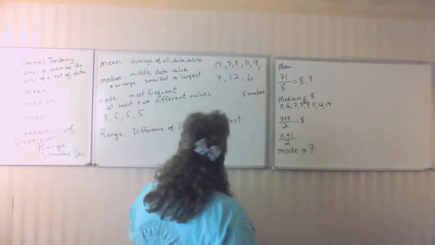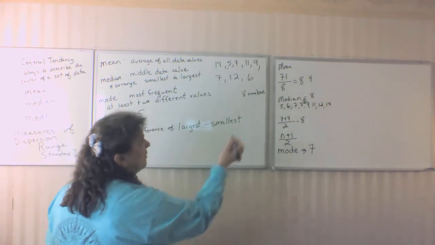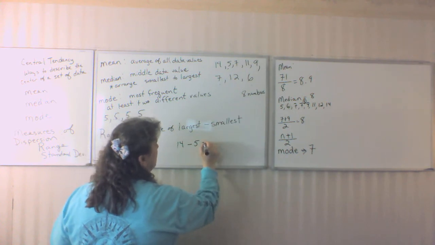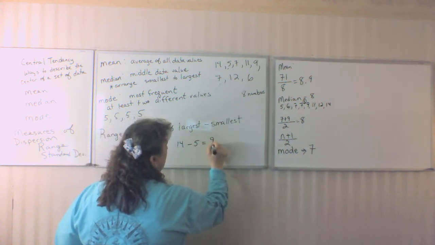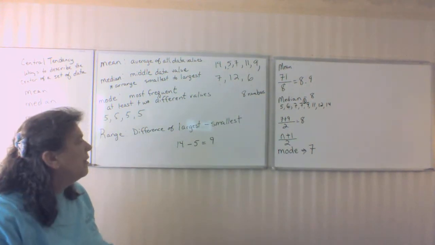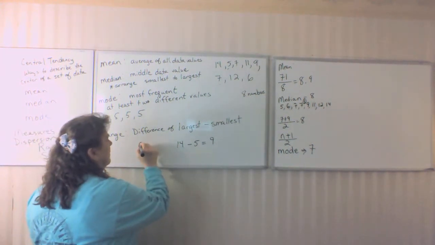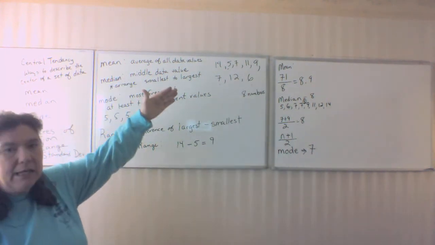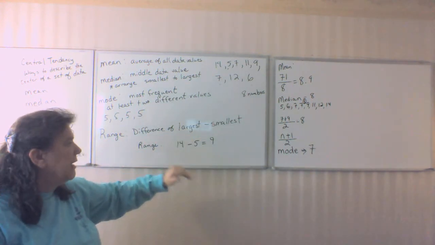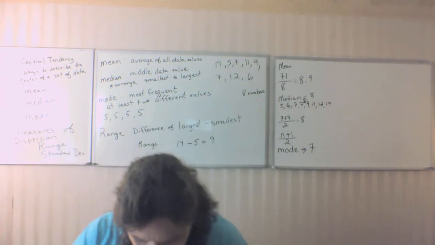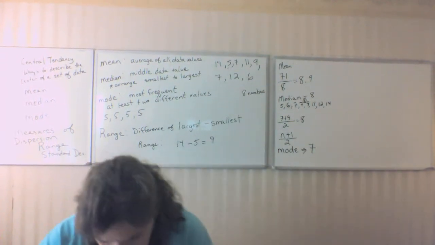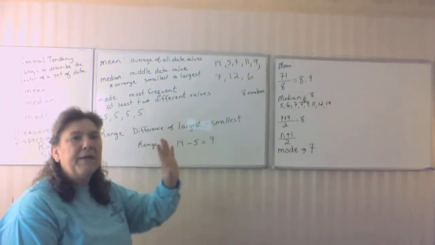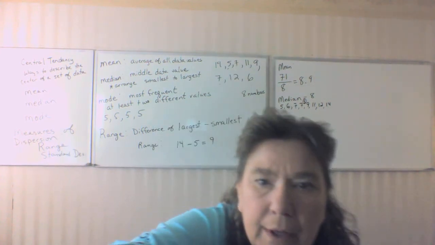And the last thing we're going to look at is the range. In this case, our range is 14 minus 5, and that is equal to 9. And therefore, my range is 9. So for that small data set, we have found the mean, the median, and the mode, and the range. Okay, sometimes we're going to stop with that and do another part in another video.